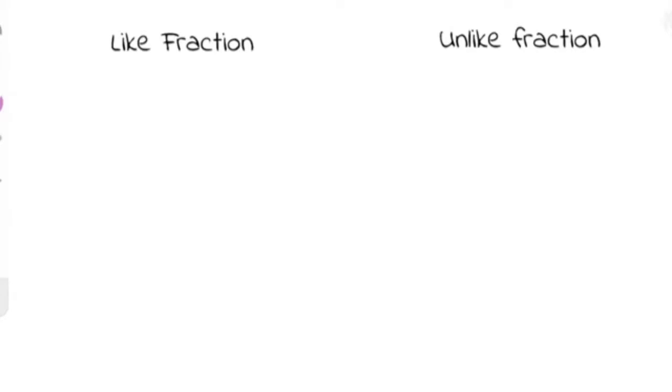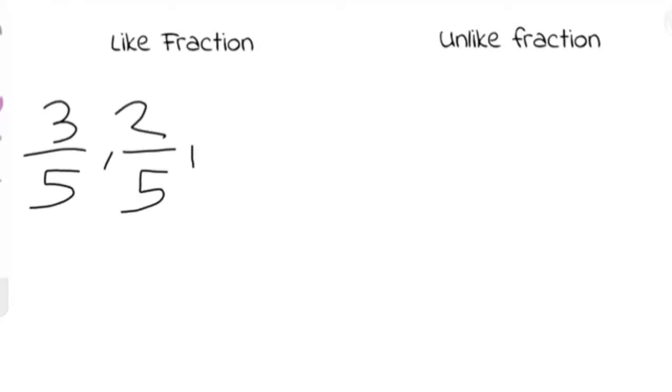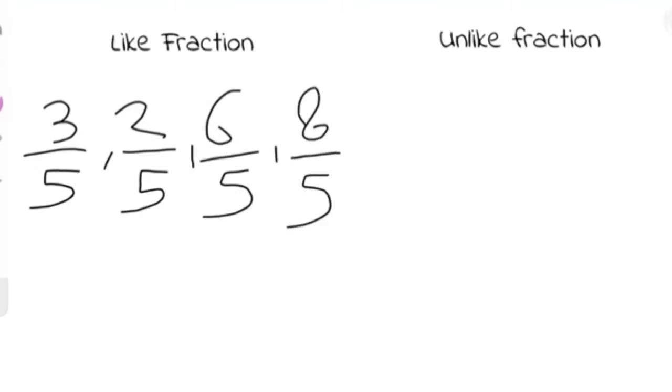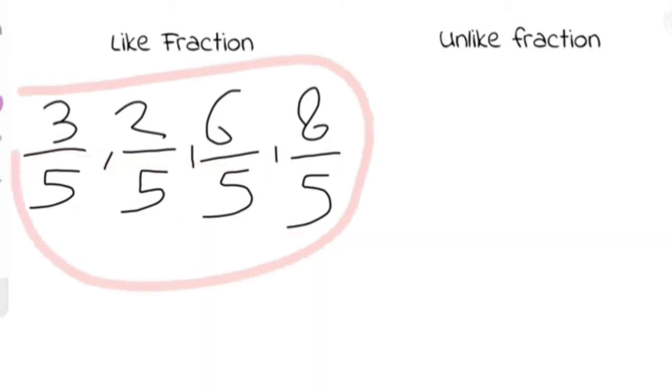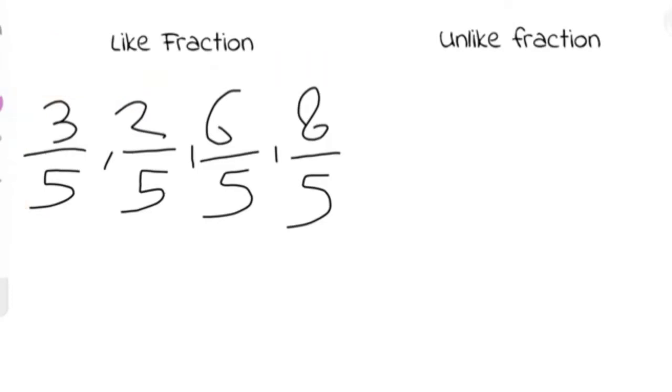Now we have two more types of fraction, that are like fractions and unlike fractions. What are these like fractions? Whenever the denominator is same, for example, there are many fractions, for example 3 by 5, then 2 by 5, 6 by 5, 8 by 5. So here, as you can see, the denominators are same, that is 5 only. So these all fractions are like fractions. Okay, so the fractions which have denominator as same are known as like fractions. Okay, just opposite are the unlike fractions.